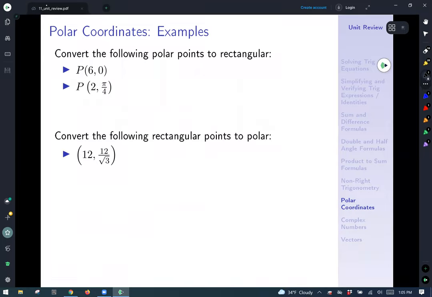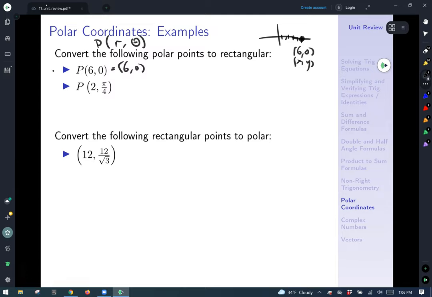So polar coordinates, convert the following polar to rectangular. Well, one of the first things I do whenever I do this problem is I always kind of graph the picture first. So 6, 0, what's 6, 0 look like? Well, it might be helpful to remember that polar coordinates, I'm using the P to represent polar here, are given in the format of r comma theta. And so that is an angle of 0 and a distance of 6, 1, 2, 3, 4, 5, 6. That point right there, that's 6, 0. And it turns out that 6, 0 is 6, 0 in x comma y as well. By drawing the picture, you can see that that conversion happens.